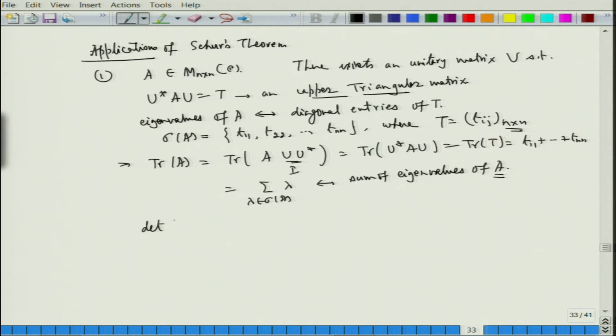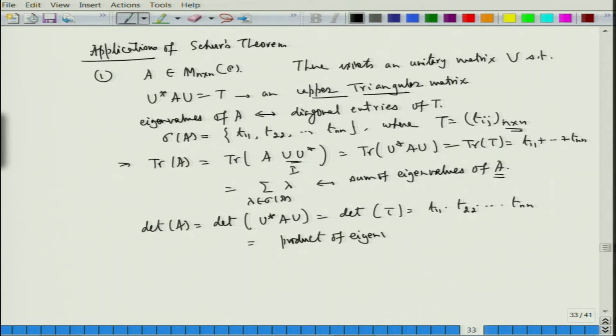What about the determinant of A? The determinant of A is the same as the determinant of U star AU, by the same argument that we did here. The determinant of A is the same as the determinant of A into I, and then we can multiply them out, which is the same as the determinant of T, which is T11 into T22 into Tnn, which is nothing but the product of eigenvalues. So you could do them directly, so simply. There is nothing much that needs to be done here. This is important and I would like you to understand it.